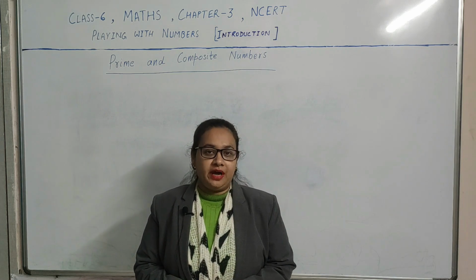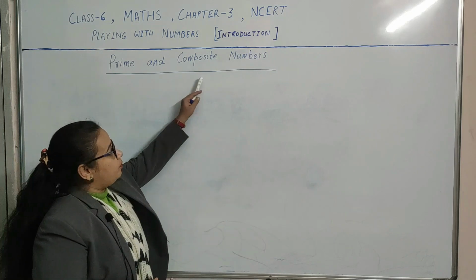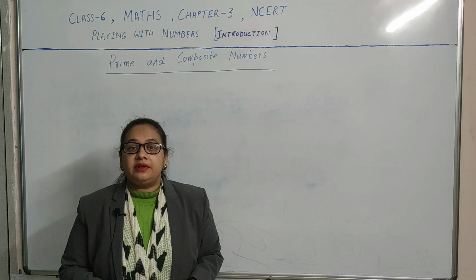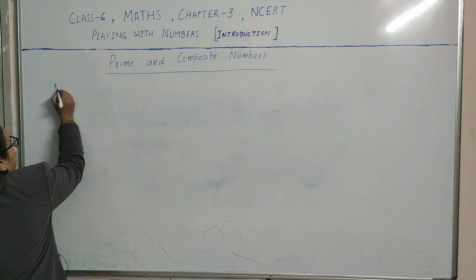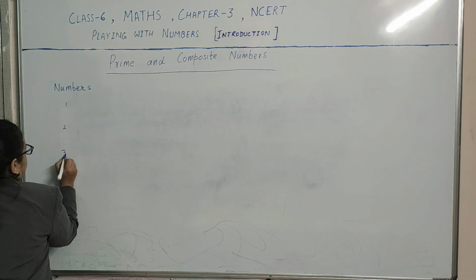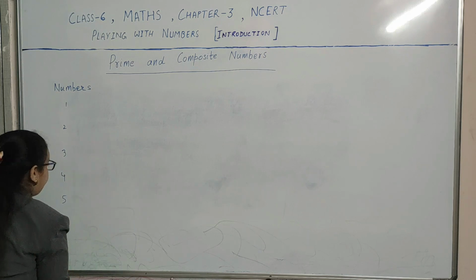So till now we have learned about factors and multiples. Now we will learn prime and composite numbers. For this we have to take a few numbers and find the number of factors they have. So I will write the numbers here: 1, 2, 3, 4, 5, 6 and 7.